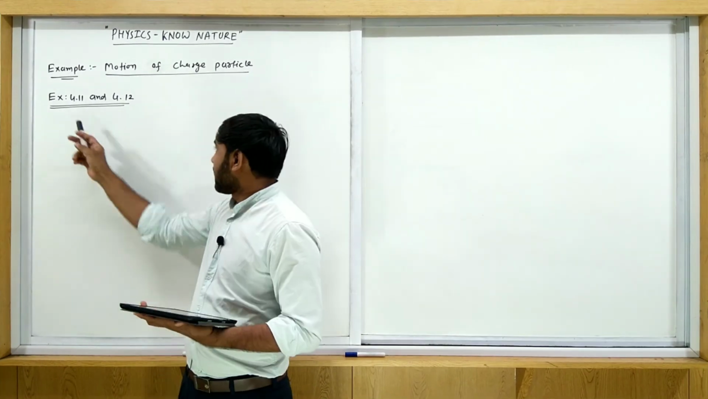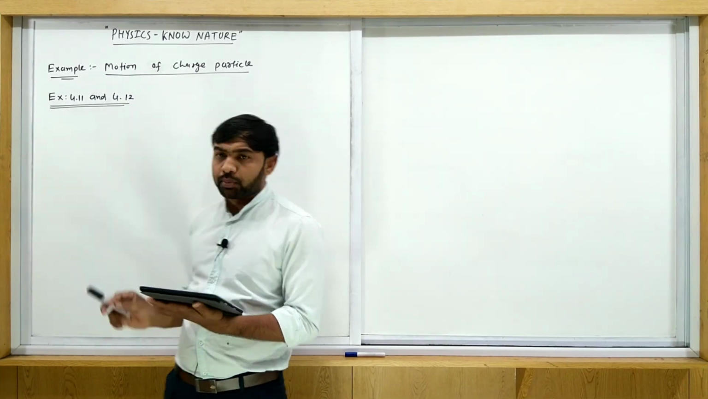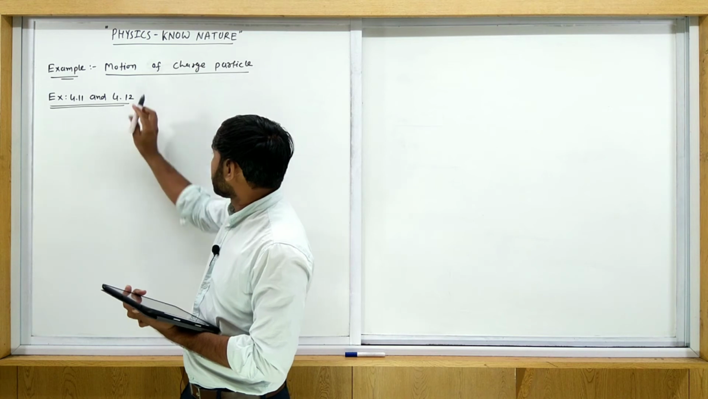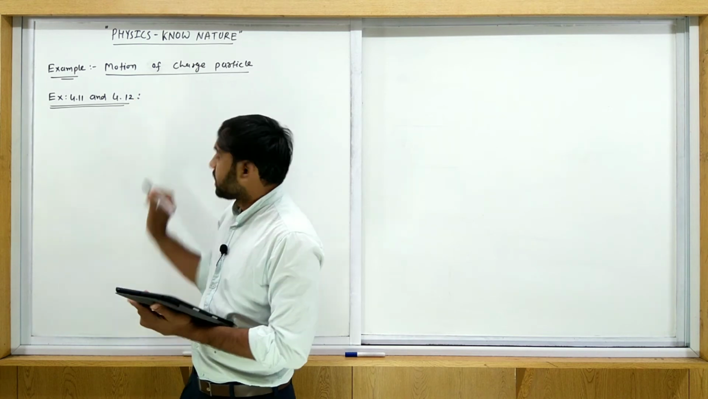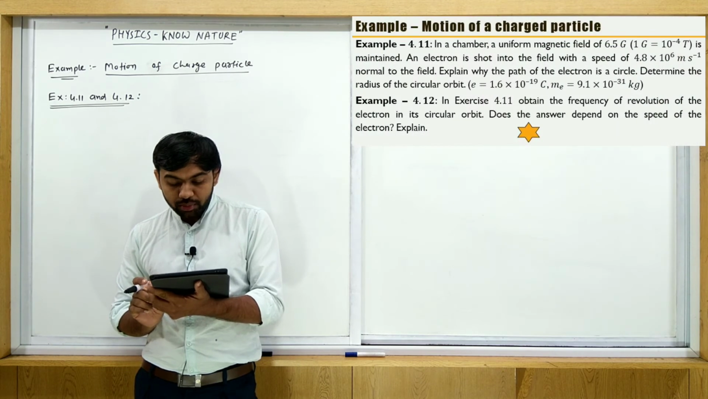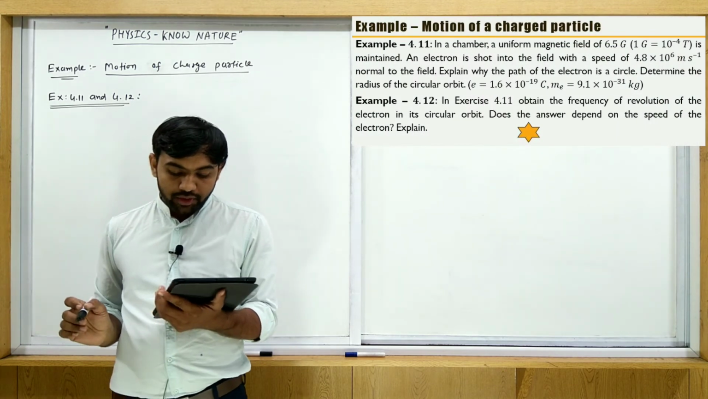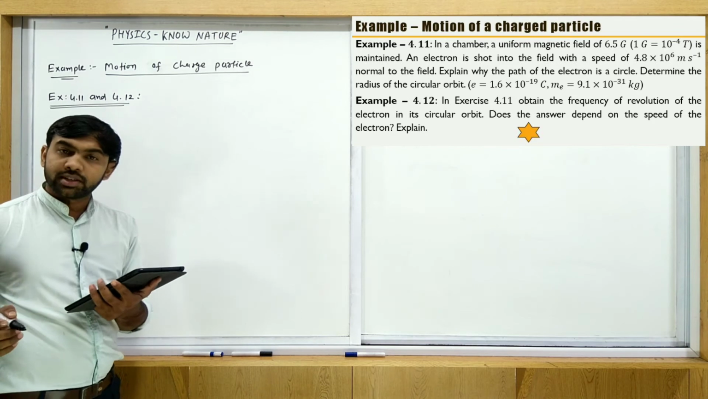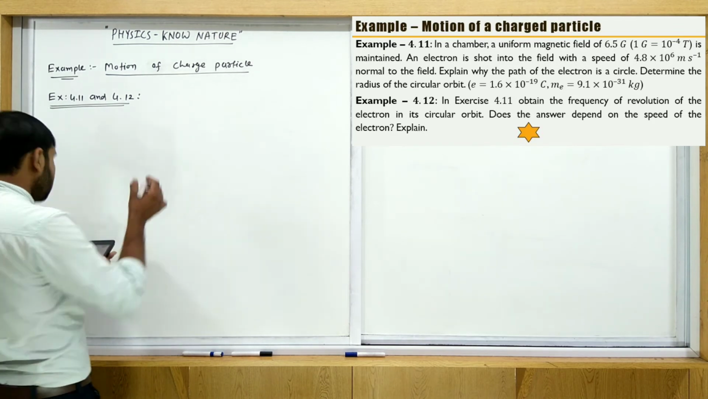Now come to the next example, example number 4.11 and 4.12. Actually both are interrelated to each other, so we solve both examples at a time. Now, what is the problem statement? In a chamber, a uniform magnetic field of 6.5 Gauss, where 1 Gauss is equal to 10 raised to minus 4 Tesla, as we know. So write down this value of B.